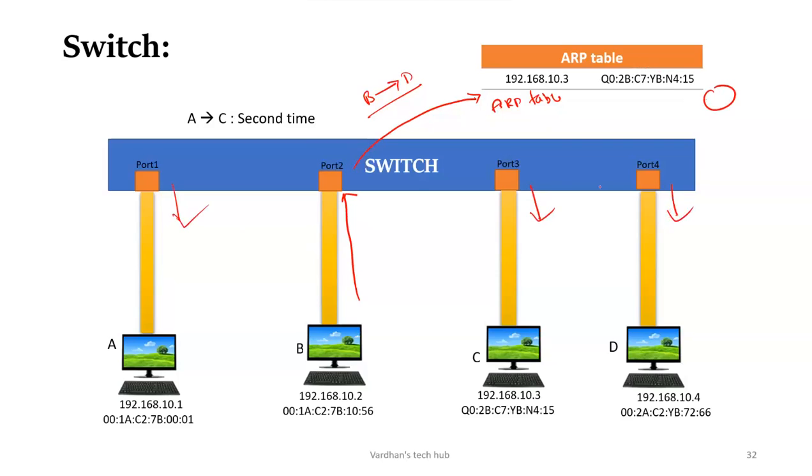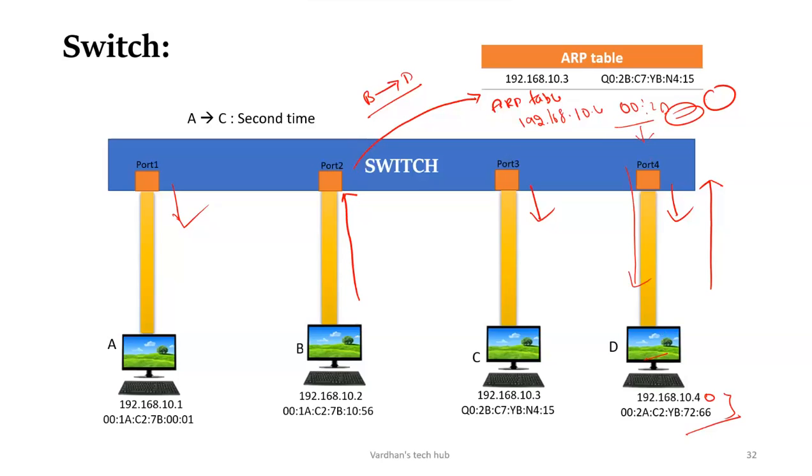Now we are sending to D, right? Using this IP address, D will send back a reply to the switch saying this is my IP address and MAC address. You save it. Now in the ARP table, one more row will be added: 192.168.10.4, and its MAC address is 002A. So for the second time, if it is sending again, it will check the ARP table. If the ARP table has the information available, it will send the request to computer D only.